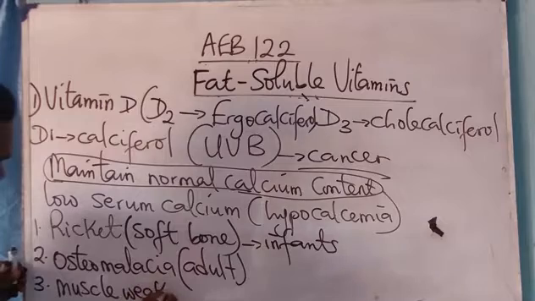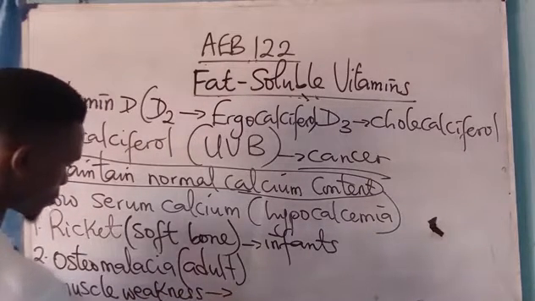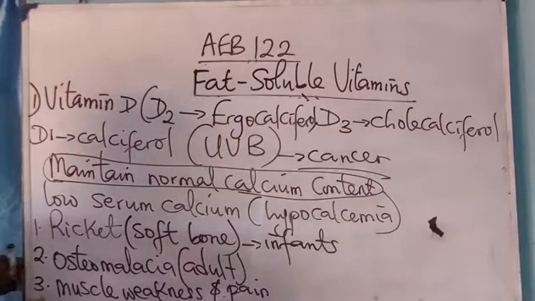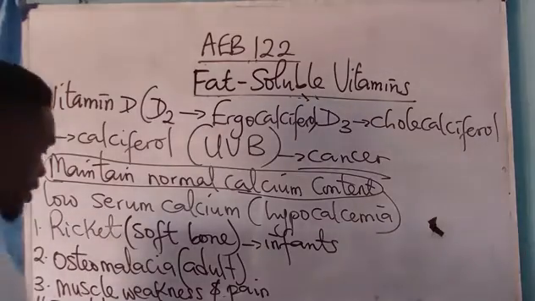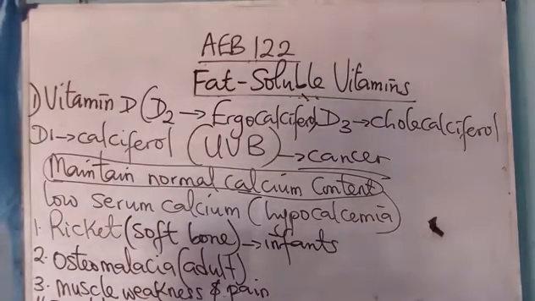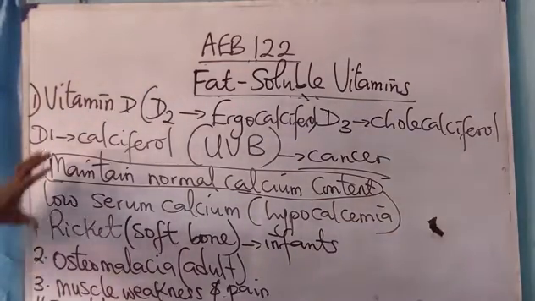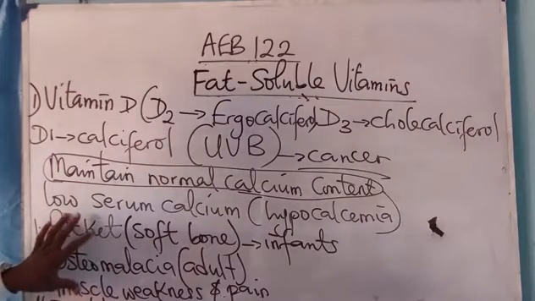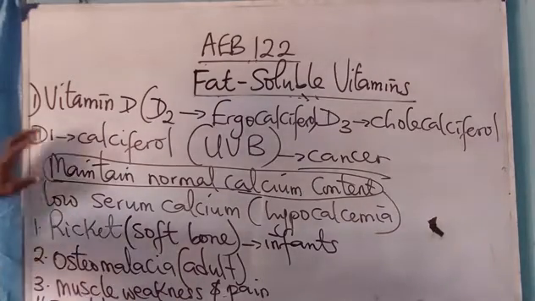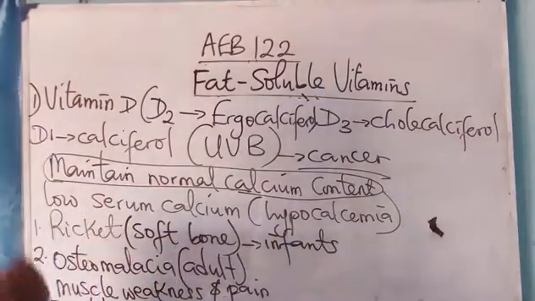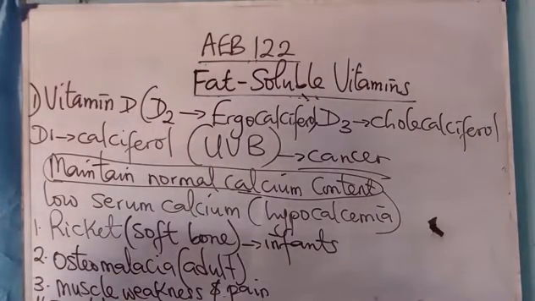Then number 3, it can also result in muscle weakness and pain. The muscle becomes what? Weak. Number 4, it can also result in what? Toxicity. Toxicity in the liver or the kidney can result in abnormality or even death when not treated completely. So these are the deficiencies of what? Vitamin D. Vitamin D maintains normal calcium content, and it's also needed for healthy bones. Please take note of that.